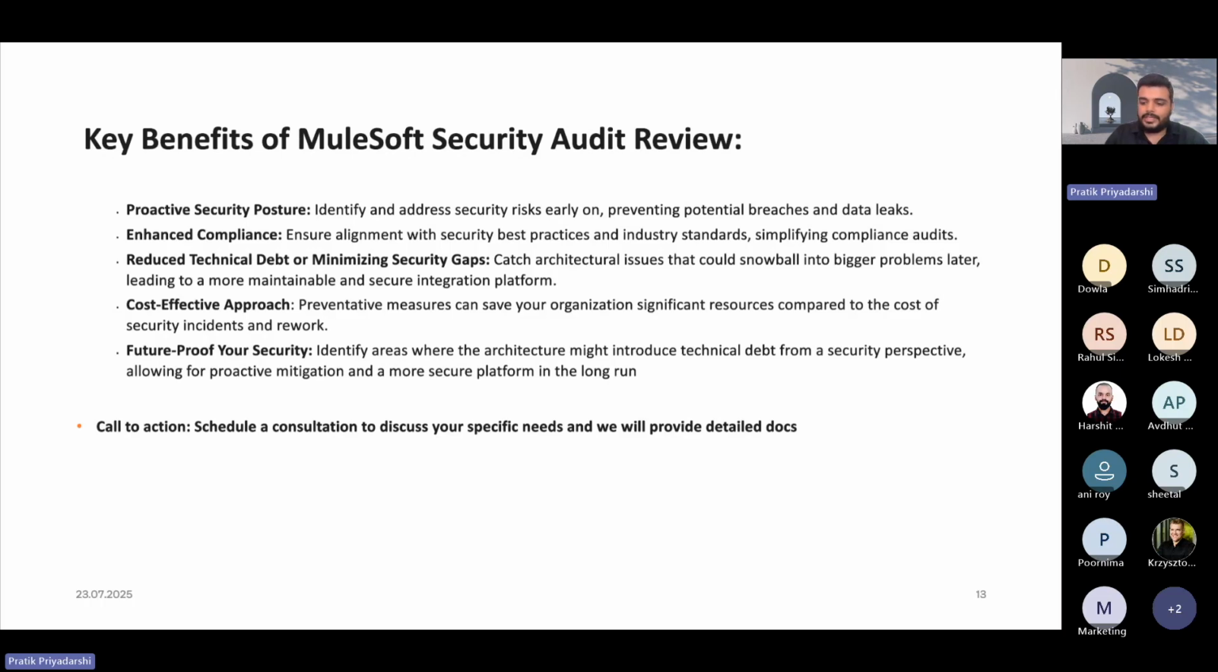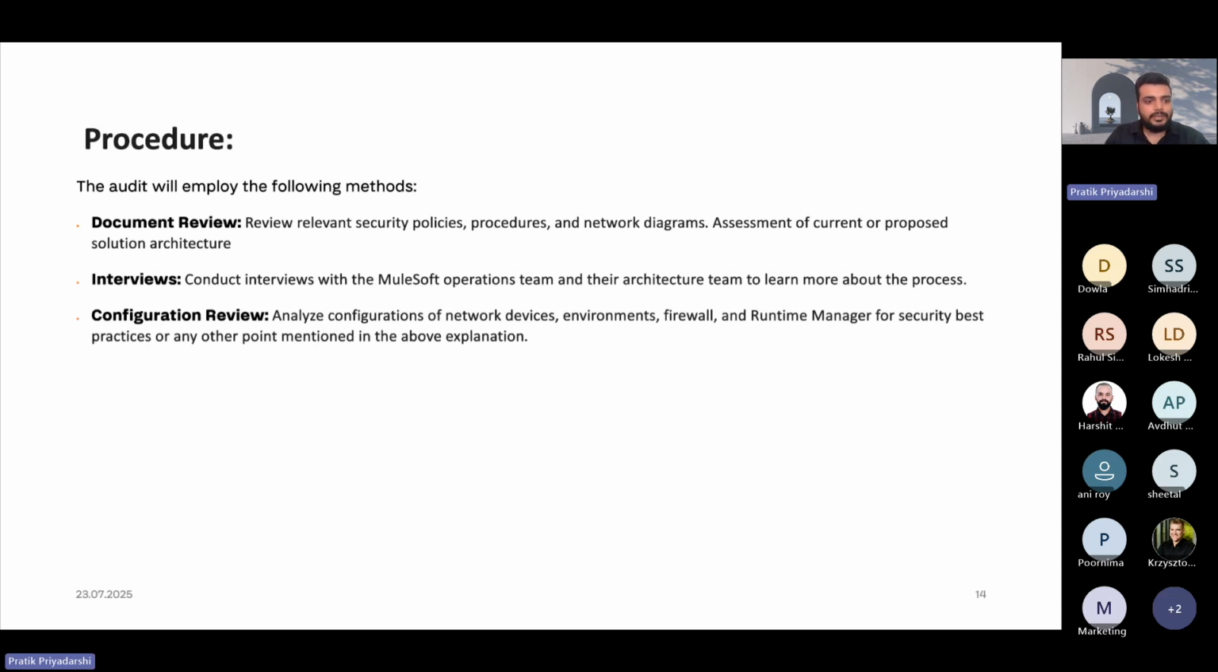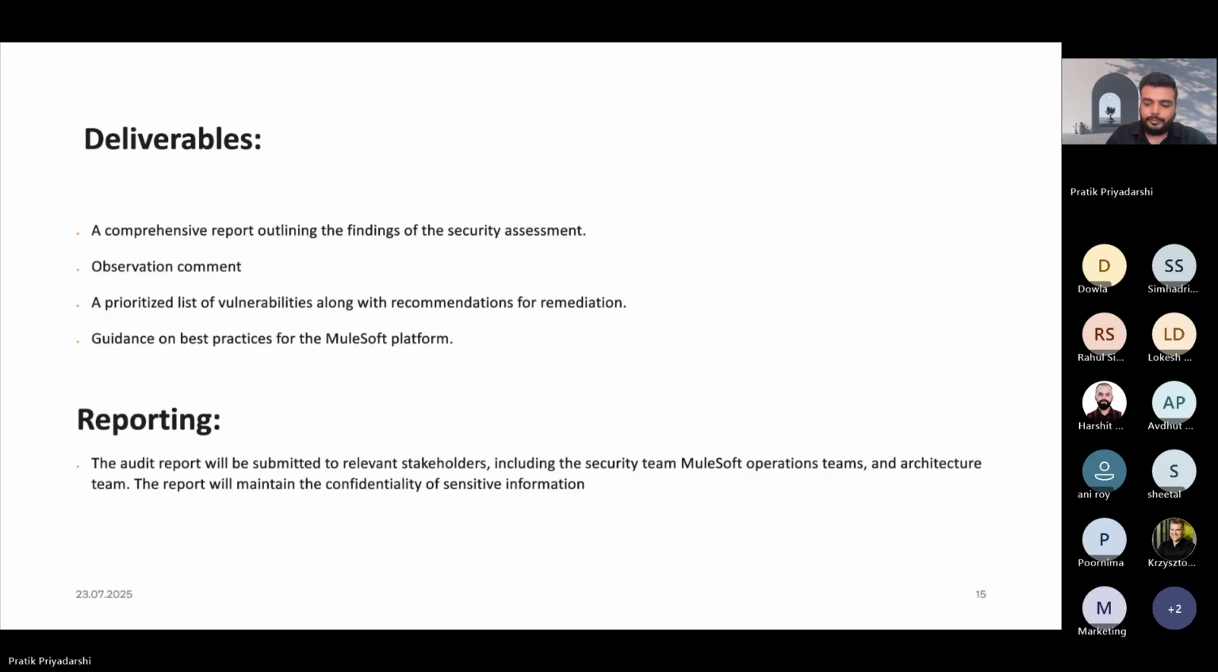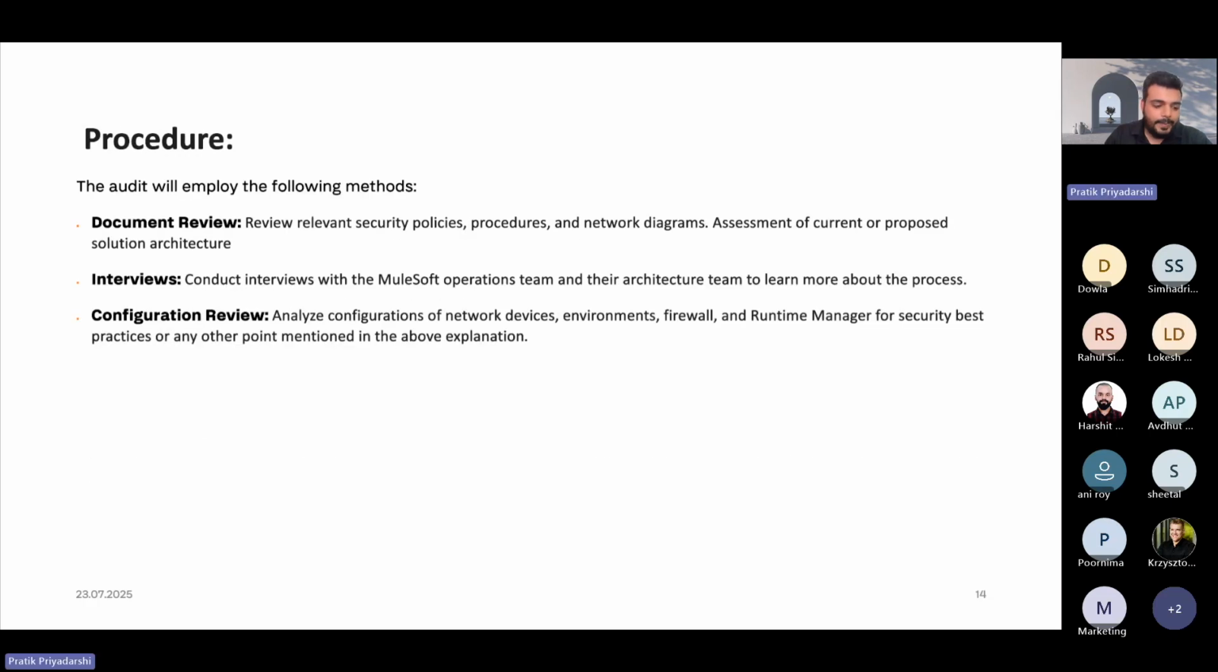Okay, so let's see what our procedures are. We don't take a generic approach. Our approach is engineered for impact. We begin with a comprehensive document review. We analyze your existing security policies, your architecture diagrams, and integration frameworks, and this helps us assess not only the current state of your setup, but also how any proposed changes align best with your risk model and your practices.